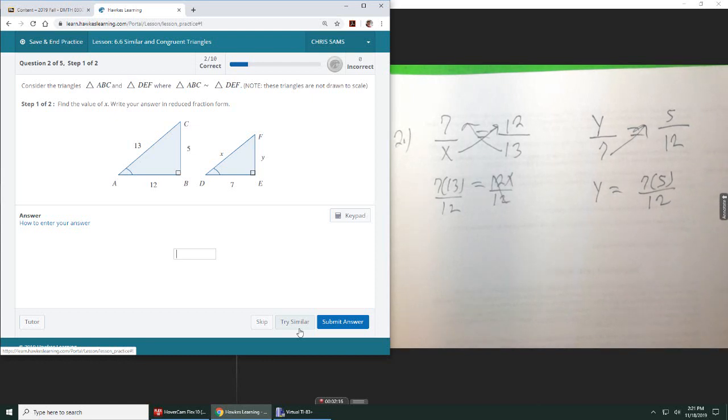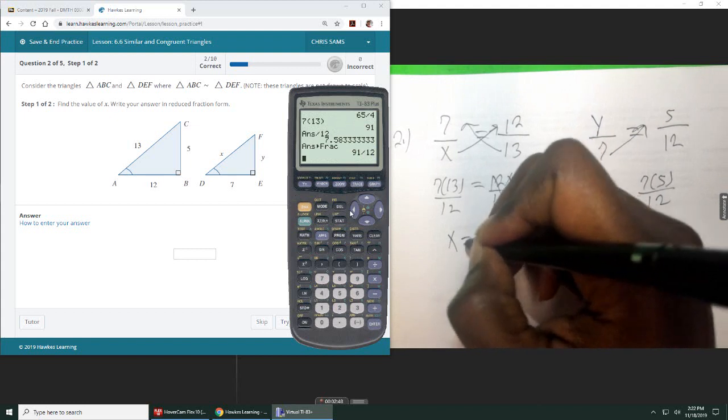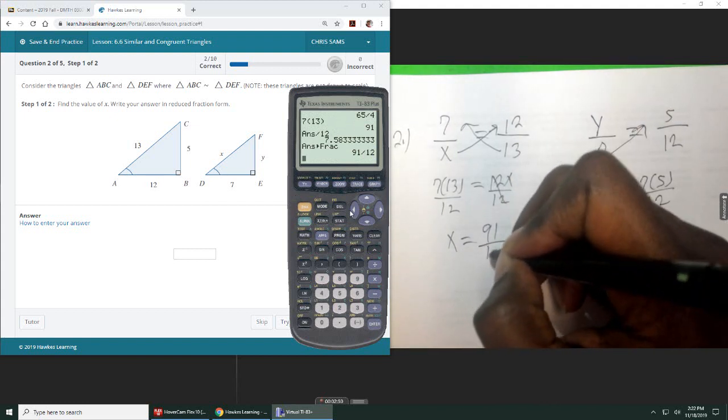And we want to write our answer as a simplified fraction. So we'll multiply 7 times 13, which both of these numbers are prime, and so we will not be able to reduce. So we're going to do 7 times 13, which is 91, divided by 12. So math, enter, just to verify. So for x, we get 91 divided by 12.